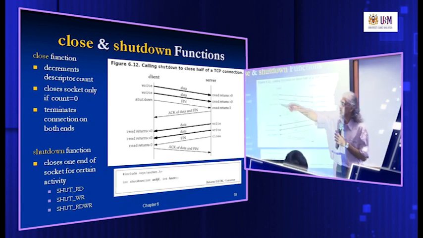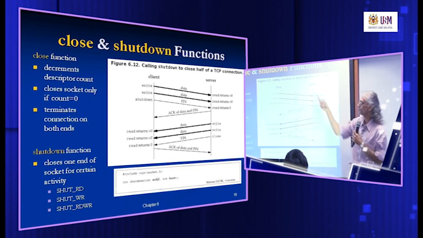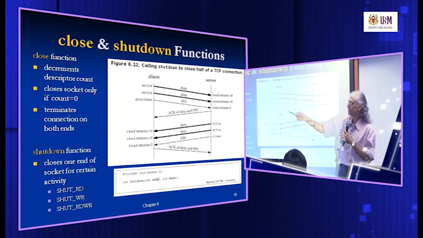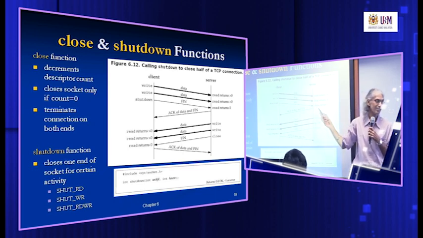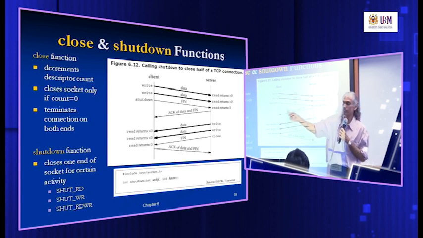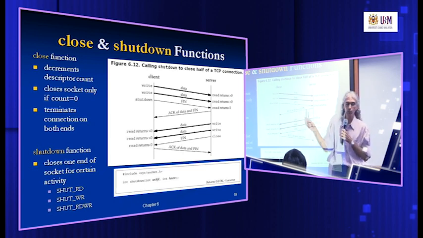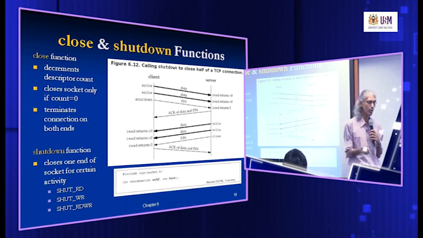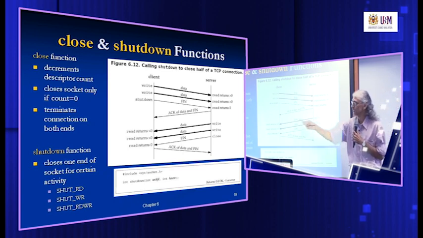So if you say shut down on this side, it means that the client will send a FIN, and the server will acknowledge the FIN. But it does not send its own FIN. So that means only the client is terminating the connection. The server says, I did not send you FIN. You send me FIN, I acknowledge, yes. You want to close? Fine. I accept that, but I'm not going to close yet. So I can still send you data.